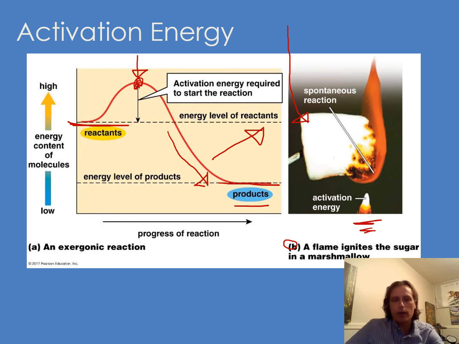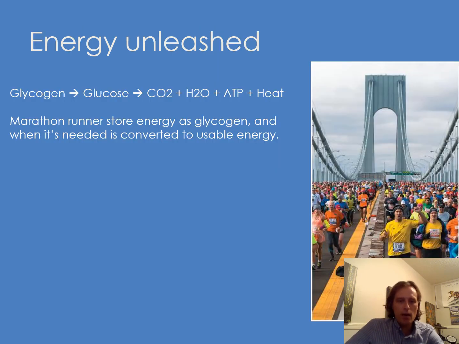Well, that's a different story. Energy unleashed. So, marathon runners tend to store glycogen, which is a polymer of glucose, in both their liver and also their muscle cells. When they need it, they are going to convert the energy in glycogen to glucose. So this is still potential energy. Glucose is a shorter term store of energy.